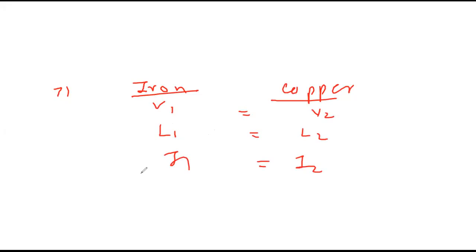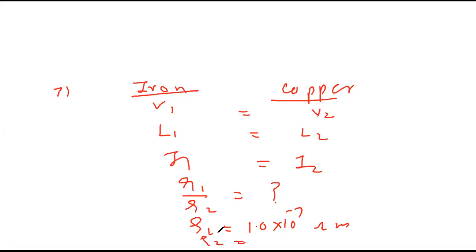The ratio of radius of iron to that of copper must be how much, given that specific resistance of iron is 1.0 into 10 raised to minus 7 ohm meter, and that of copper is 1.7 into 10 raised to minus 8 ohm meter.